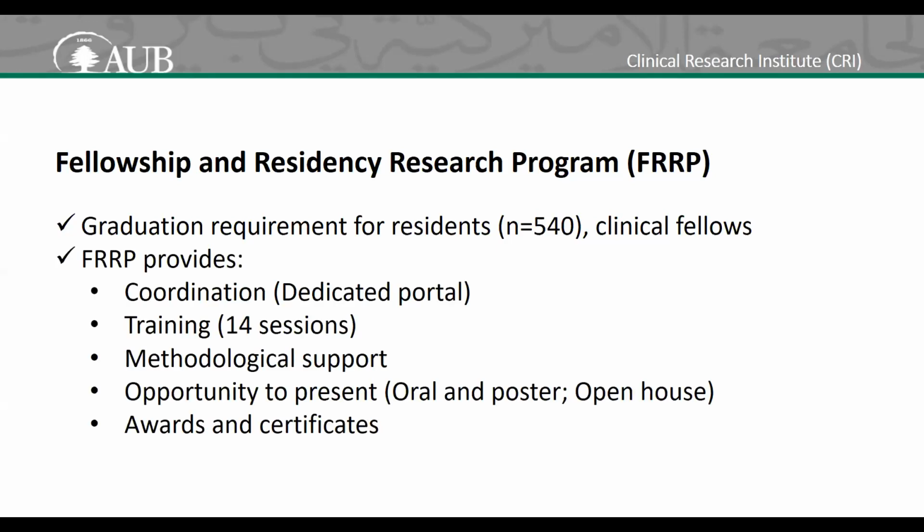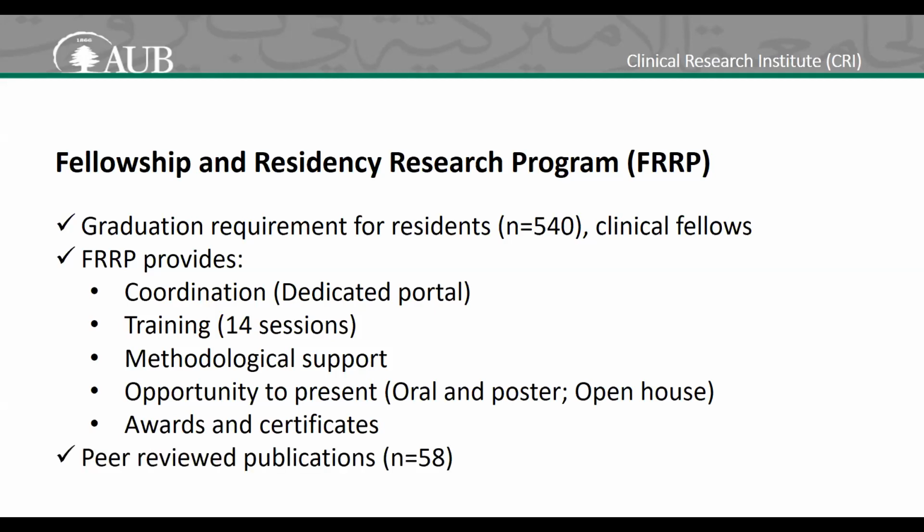What we provide through this program is coordination, where we try to coordinate between the resident, the mentor, and the program. We have a dedicated portal for that. We provide training sessions, about 14 sessions per year that residents can attend. We do provide methodological support when they need help. They show up to our offices, and we provide that support. Also importantly, we give the opportunity to present either oral or poster presentations during our open house and some other events, and we provide awards and certificates.